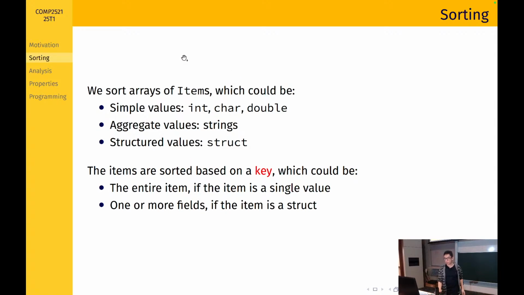In these lectures, we're going to view our problem as sorting an array of items. In the code, we'll write our array as an array of items, but the items could be integers, chars, doubles, strings, or structs. They could be all sorts of data types, and we're sorting the items based on a key. Depending on what the item is, the key could be just the entire item, if the item is just an integer. If the item is a struct, then the key might be a single field in that struct.